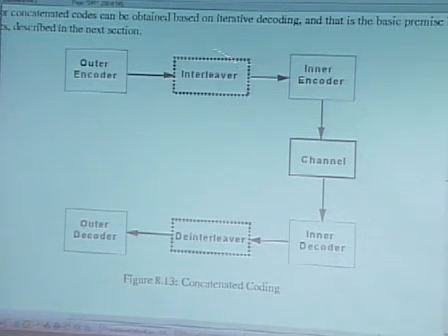Now, what does this guy do? We'll see it in a second in detail, but this guy just reorders the symbols. That's it, it just reorders them. Why? We'll see in a second, so just hold on to your horses for now.